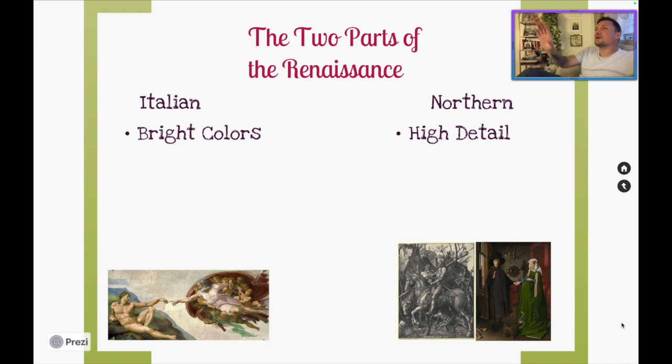But whenever you're looking at just an artwork in your face and you know one of them is from the Renaissance period, typically the brighter colored one is going to be from Italy, and the higher detail, possibly darker hued one is usually going to be Northern.